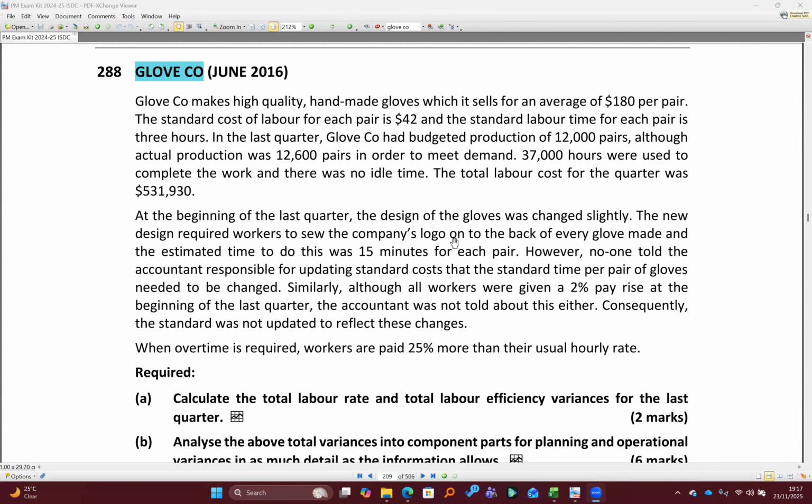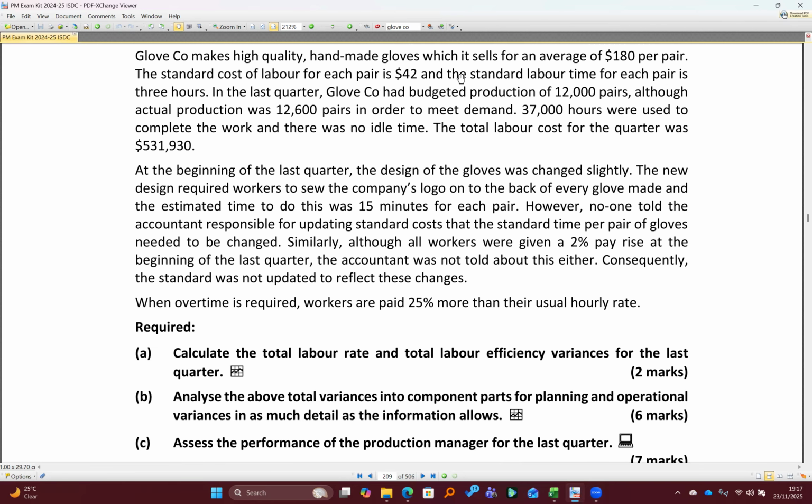All right, so we are going to look at a couple of questions from budgeting and control. The first question is called Glove Core. What they're asking us to do is to calculate total labor rate and total labor efficiency variances for the last quarter, then analyze the total variances into two components, planning and operational variances, in as much detail as you can, and assess the performance of the production manager for the last quarter.